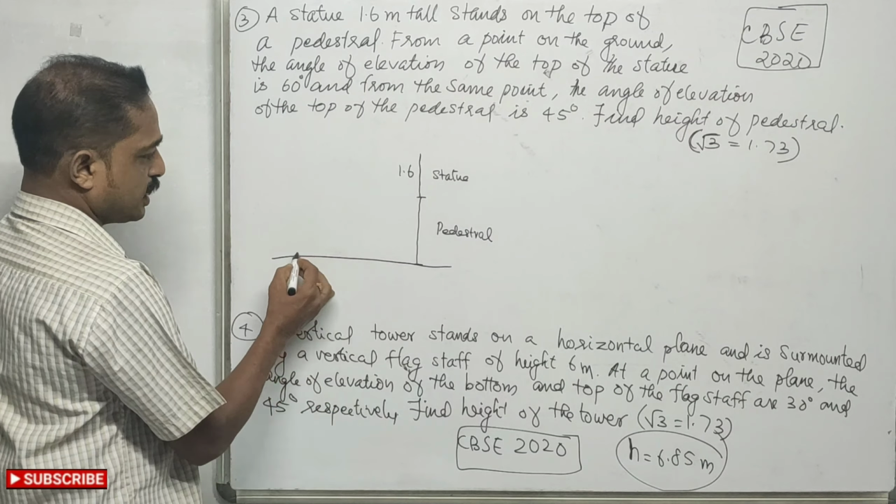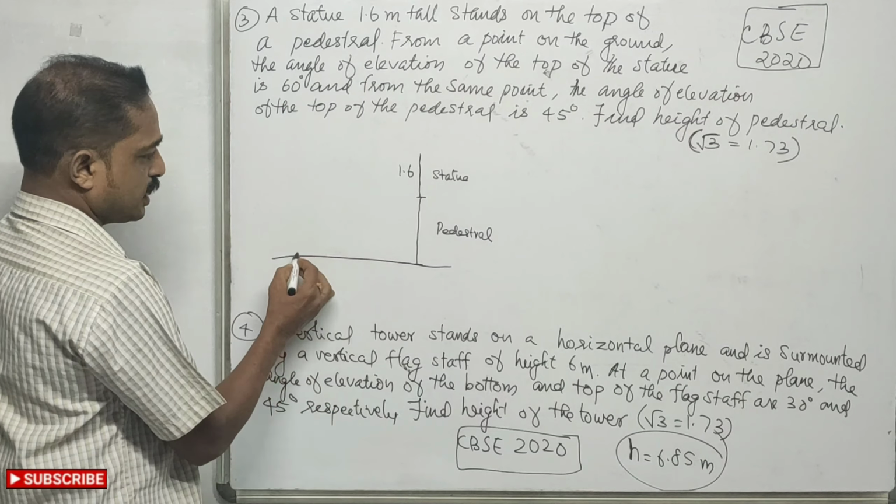From the same point A, the angle of elevation of the top of the pedestal is 45 degree. So this is the pedestal, and this is the top of the pedestal. Find the height of the pedestal. This is the height of the pedestal, so let it be h. That means you will have to find out the value of h here.